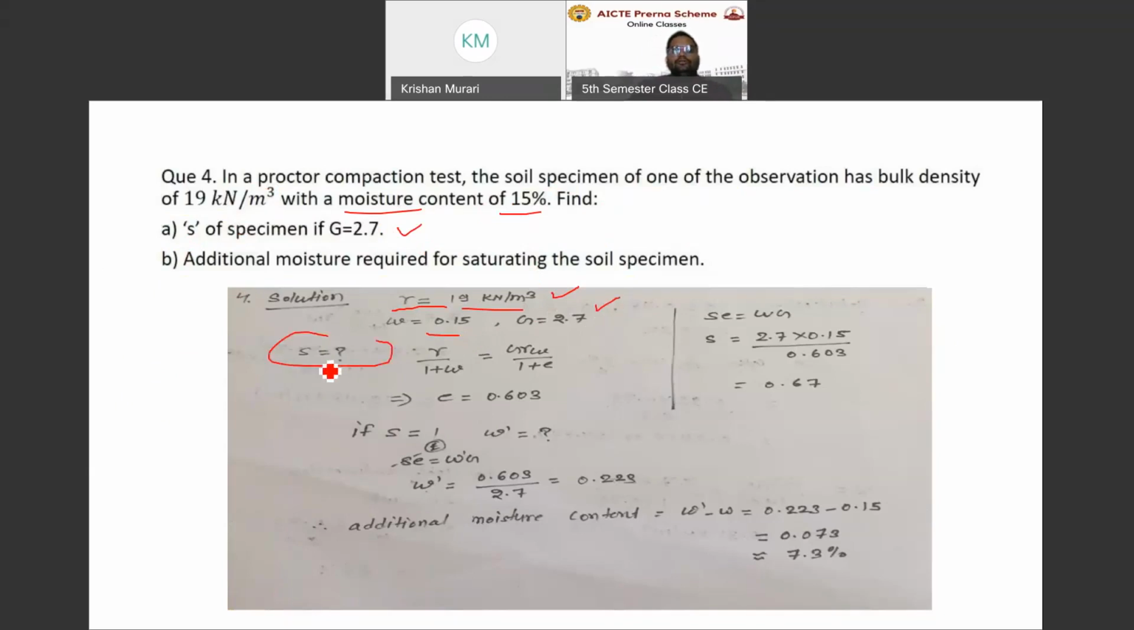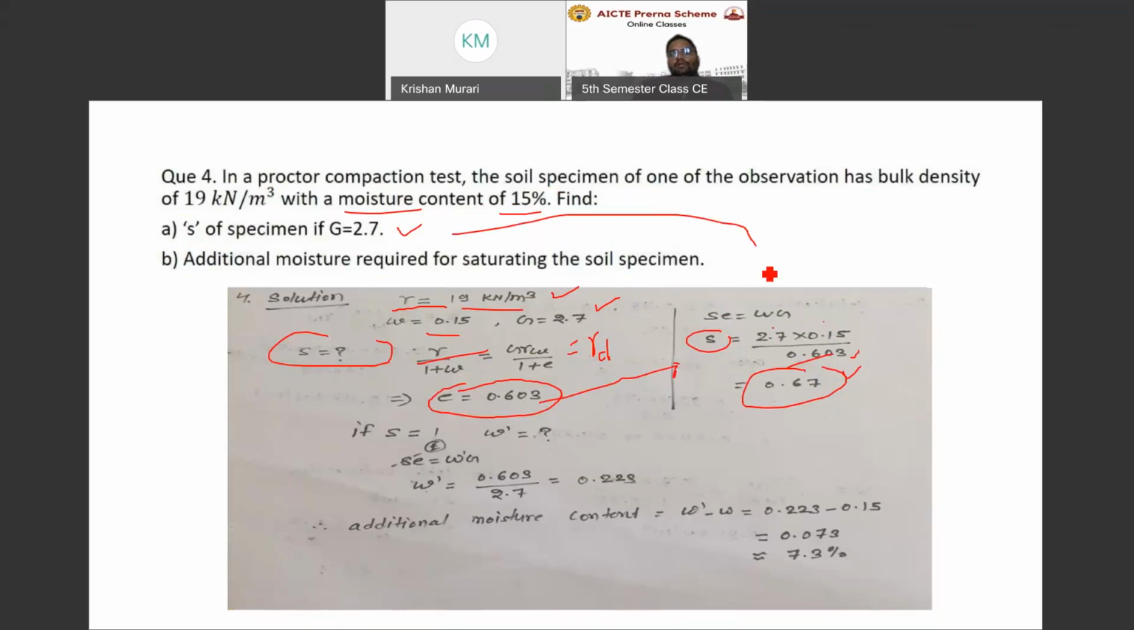So you have to find the degree of saturation. These two formulas also give the dry unit weight, so you can write it directly here. Now what is the dry unit weight? Dry unit weight is the bulk unit weight upon 1 plus w, that is G gamma w upon 1 plus e. So you can find the value of e from here, that is 0.603. If you find the void ratio, then you can find the degree of saturation because S equals wG upon e. Here e is the void ratio. So you can calculate the degree of saturation here.